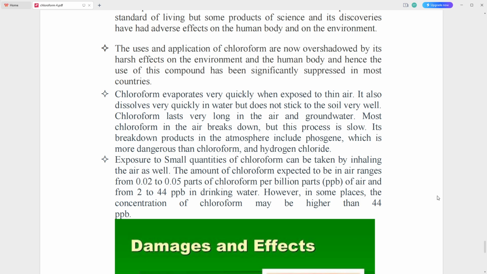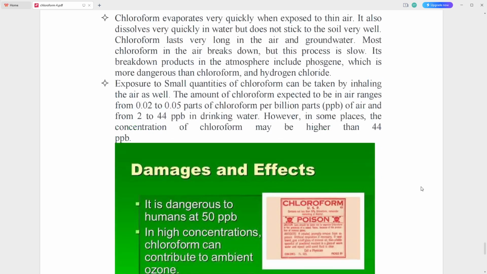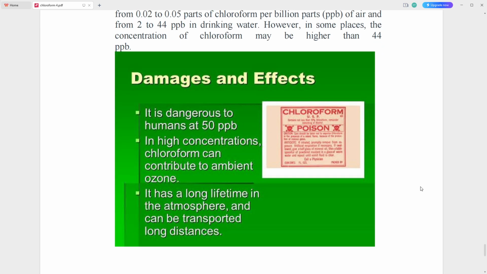Exposure to small quantities of chloroform can occur by inhaling the air as well. The amount of chloroform expected to be in air ranges from 0.02 to 0.05 parts of chloroform per billion parts of air, and from 2 to 44 ppb in drinking water. However, in some places the concentration of chloroform may be higher than 44 ppb. This picture shows some of the damages and effects of chloroform. It is dangerous to humans at 50 ppb. In higher concentration, chloroform can contribute to ambient ozone. It has a long lifetime in the atmosphere and can be transported long distances.